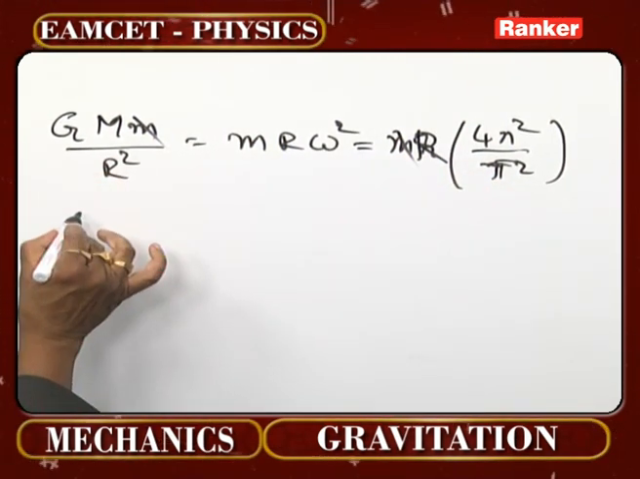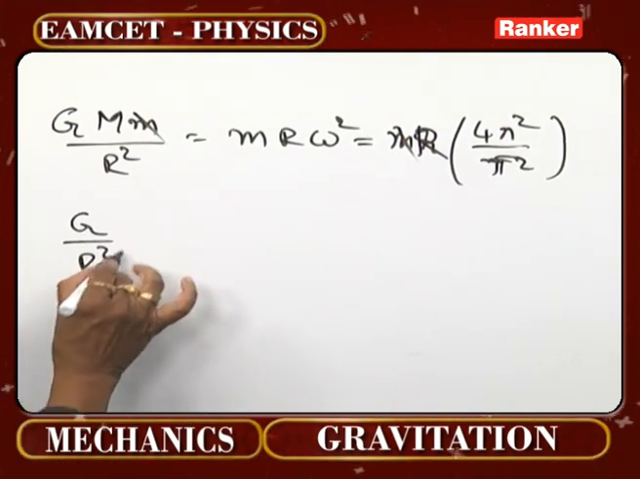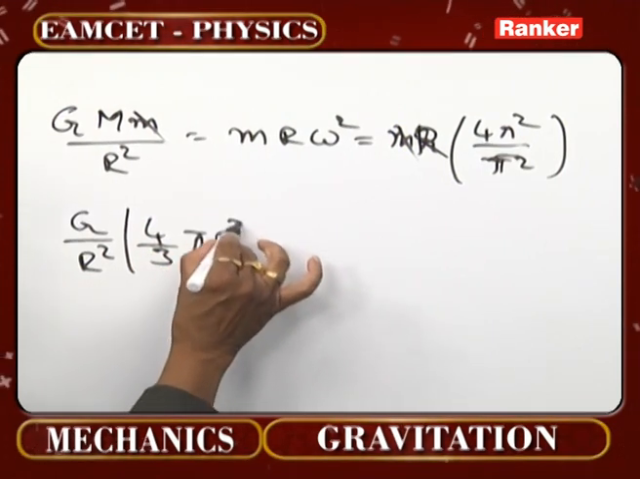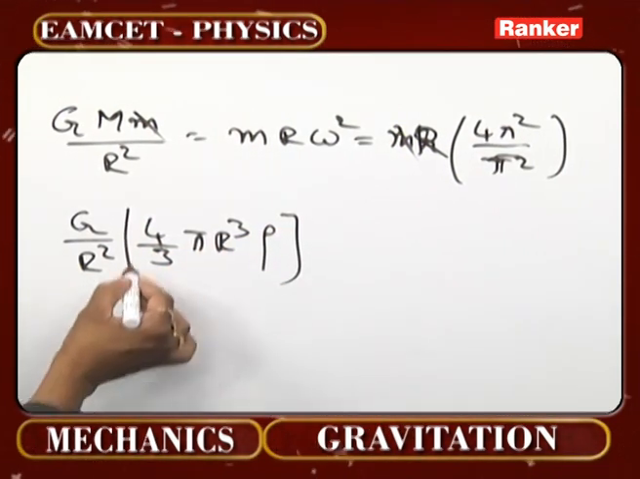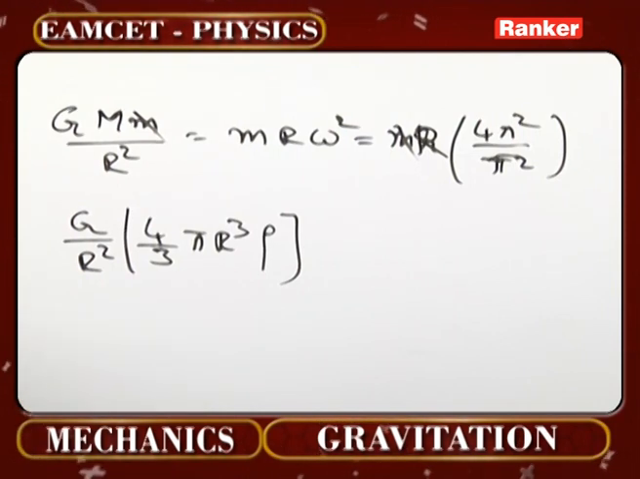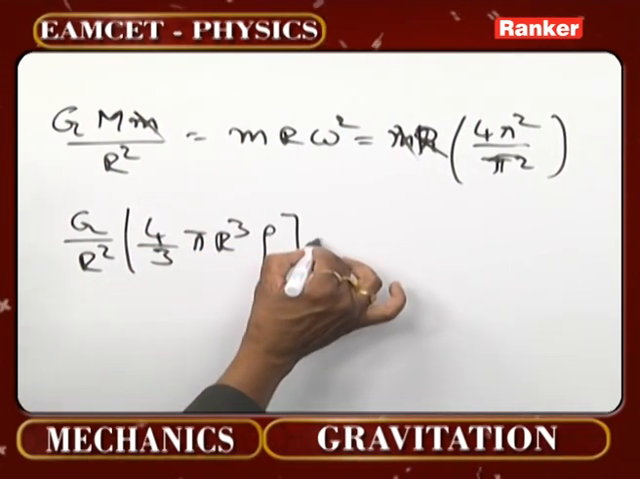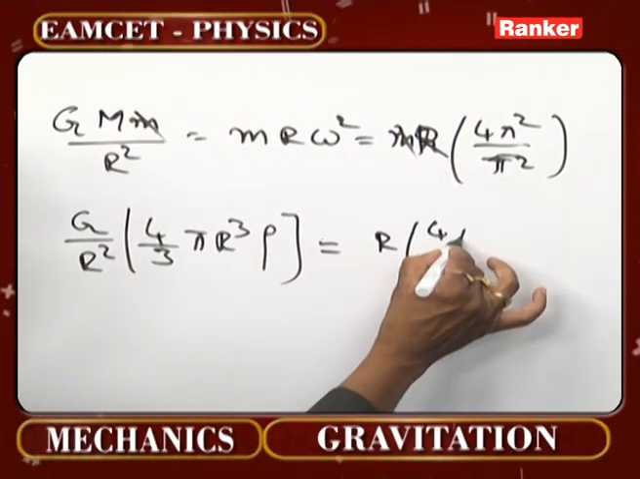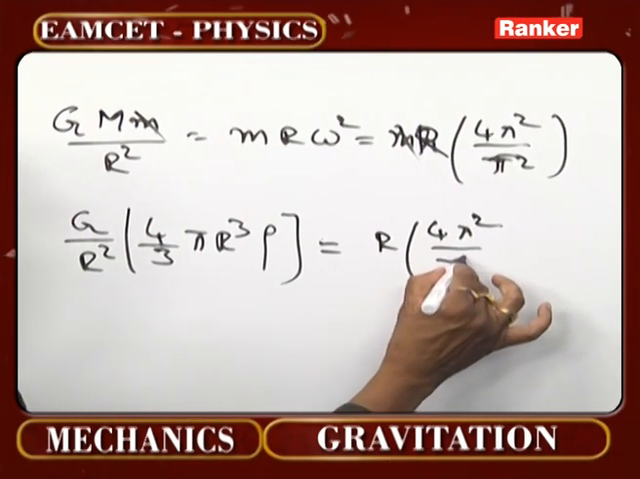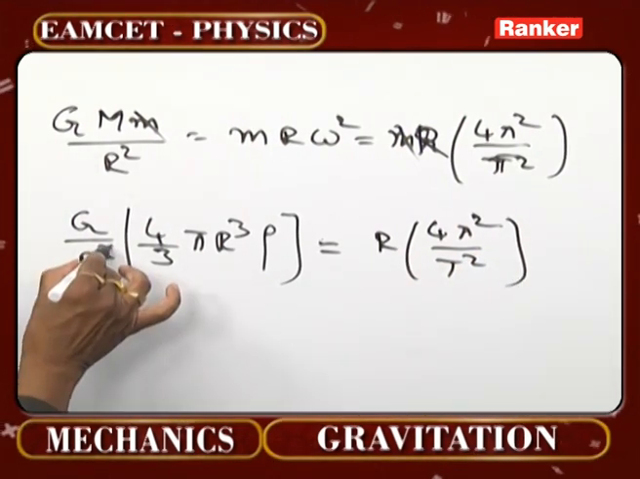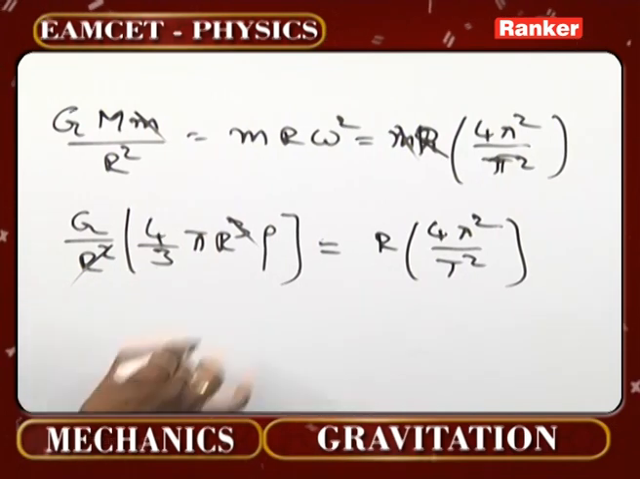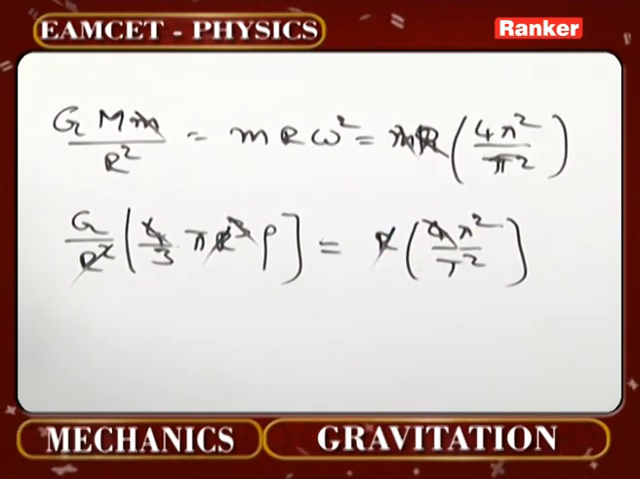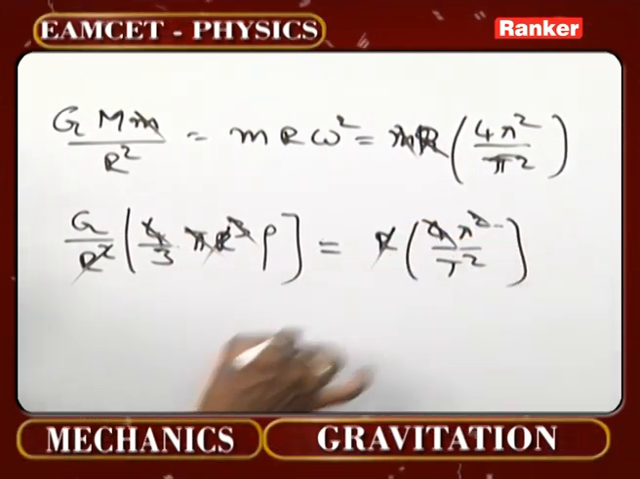Now look carefully. This G by R square I write as it is. Capital M now can be taken as 4 by 3 pi R cube into rho. Volume into density is going to be the mass of the planet. That is equal to what? Here what is left over? R into 4 pi square by T square. That is the formula. Now look carefully. R square cancels R times. This R and this R they get cancelled. This 4 and this 4 they get cancelled. This pi and this pi they get cancelled.